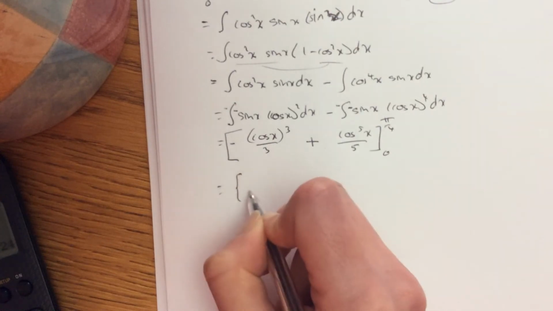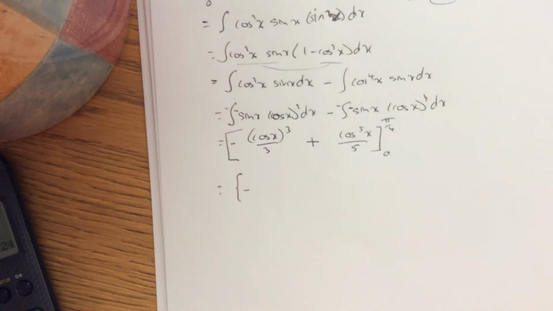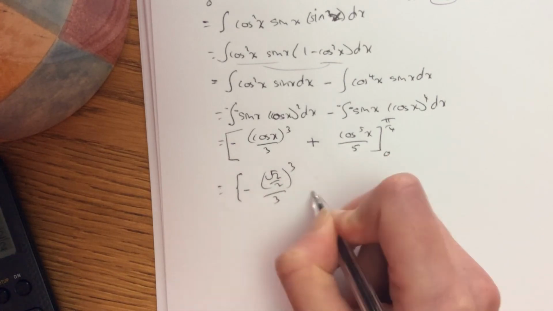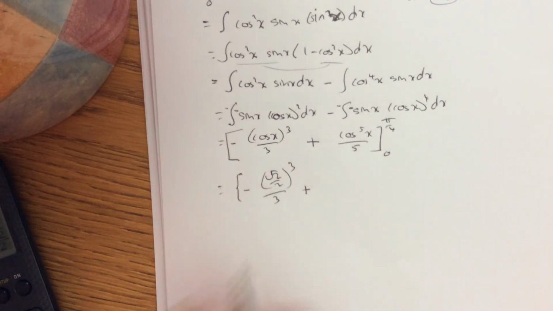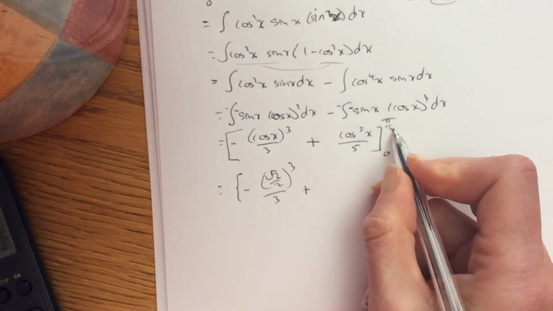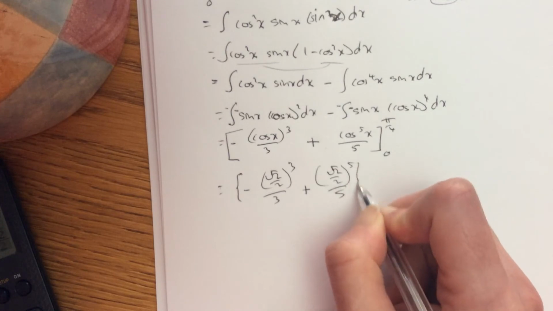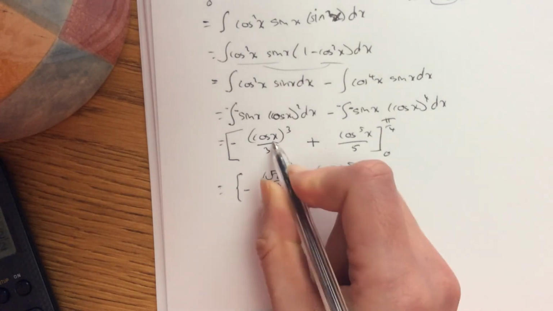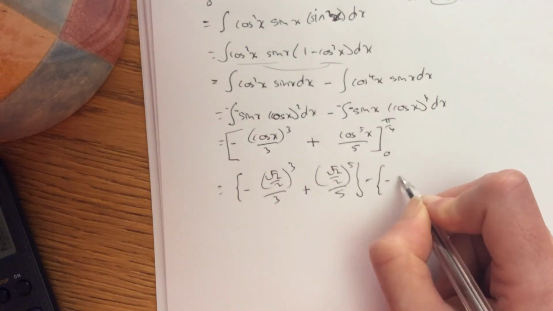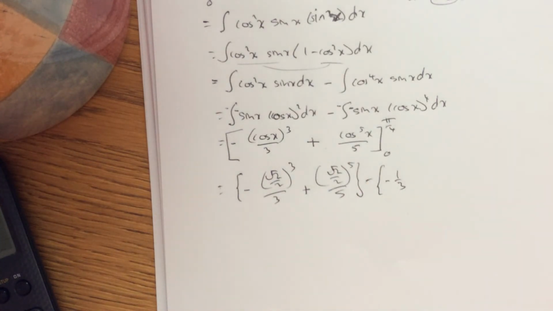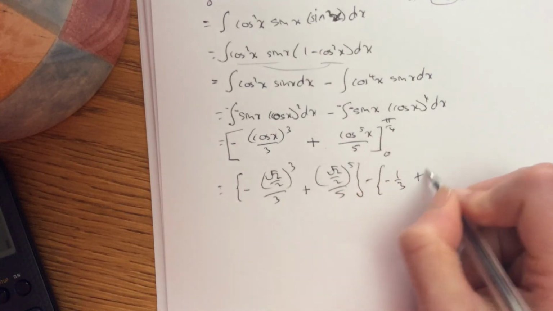So putting in your first limit, minus, I'm just going to use the calculator here, cos pi divided by 4 is root 2 over 2, cubed, divided by 3, plus, and I'm going to put in here your cos pi over 4, which is root 2 over 2 to the power of 5, minus, putting in 0. Cos 0 is 1, so that's a third, and cos 0 works out to be 1, which makes that a fifth.